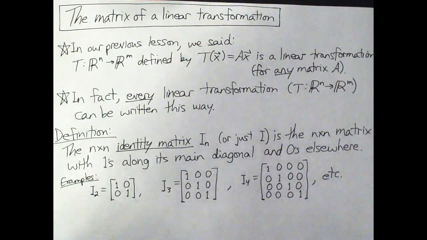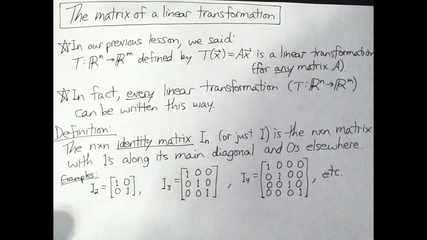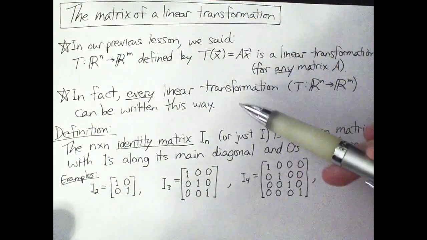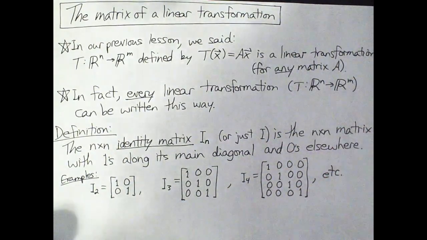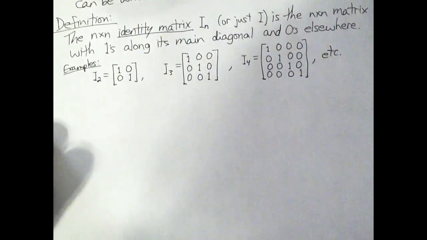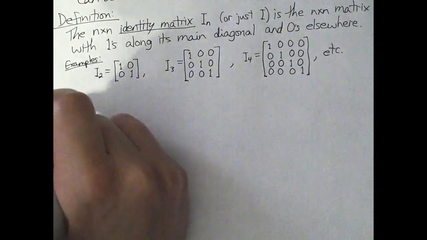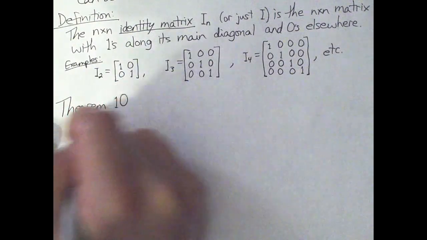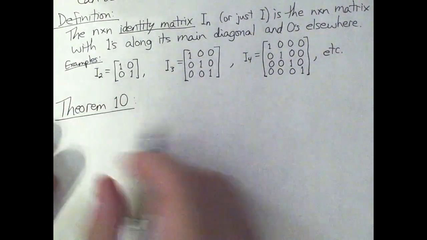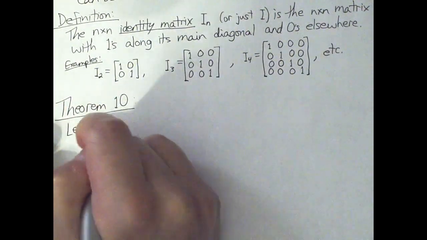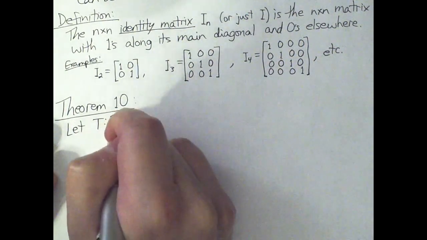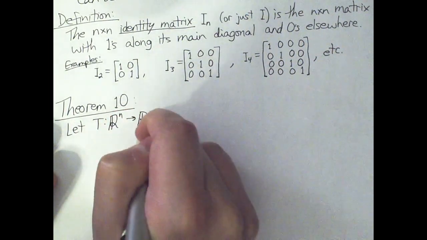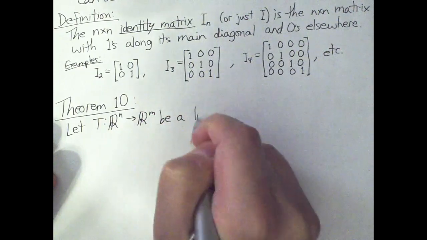So we needed to get that definition out of the way, and now we can get back to the main topic at hand, which is linear transformations and their corresponding matrices. And this is going to be called Theorem 10. Theorem 10 says, let T from Rn to Rm be a linear transformation.